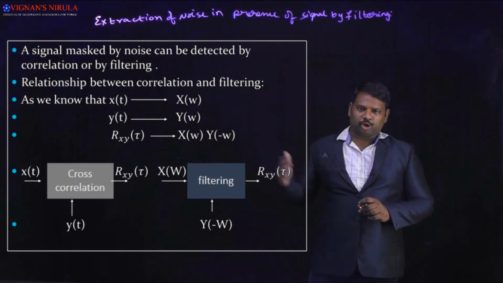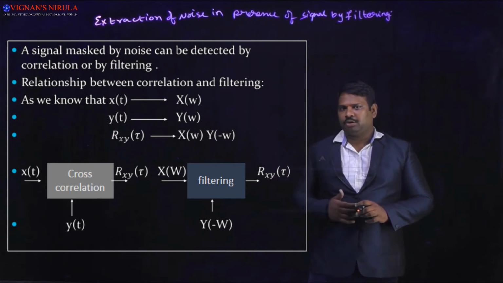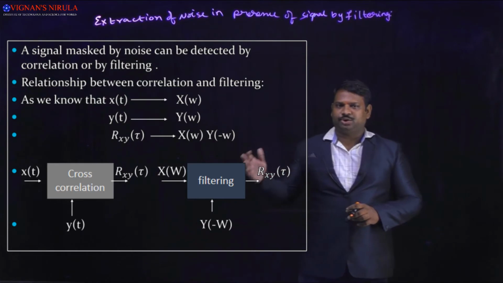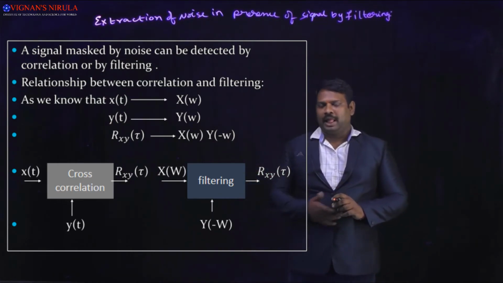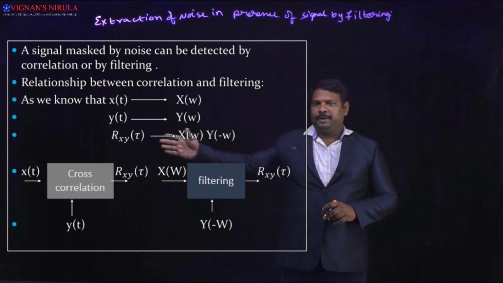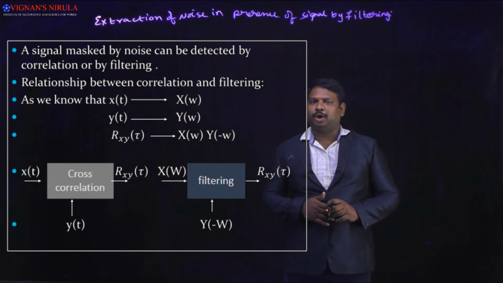When we take the cross correlation of these two signals, that is x of t and y of t, that's Rxy of tau, whose Fourier transform is X of omega into Y of minus omega. The first diagram shows the cross correlation operation between x of t and y of t, therefore the output is nothing but Rxy of tau.